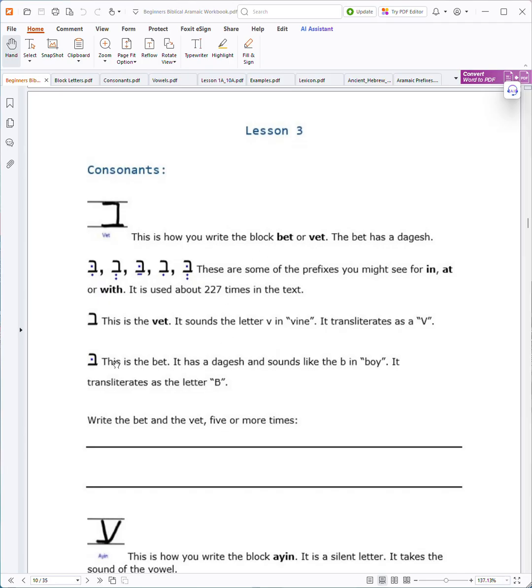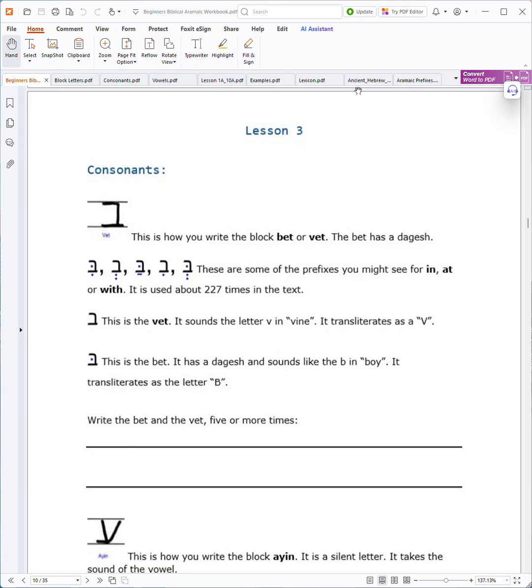Now, the vet has a dot. See, the bet does not have a dot. It transliterates as a V, as in vine, and the bet transliterates as a B in boy. This dot is called a dagesh. So the dagesh sometimes doubles the consonant. Sometimes it just changes the sound like it did here. It went from a V to a B.